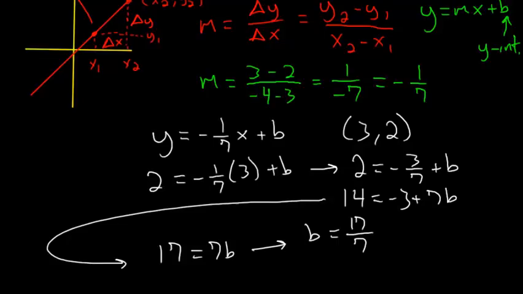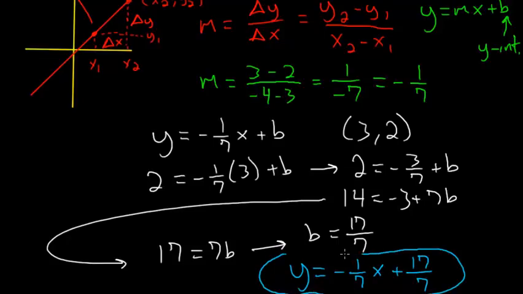And now the equation of our line becomes y is equal to -1/7 x plus 17/7. So this is the equation of the line that passes through both of those points.